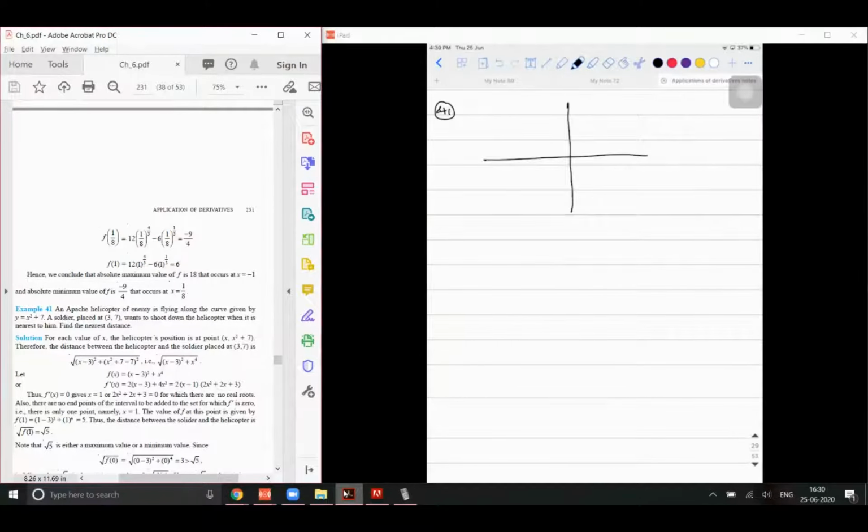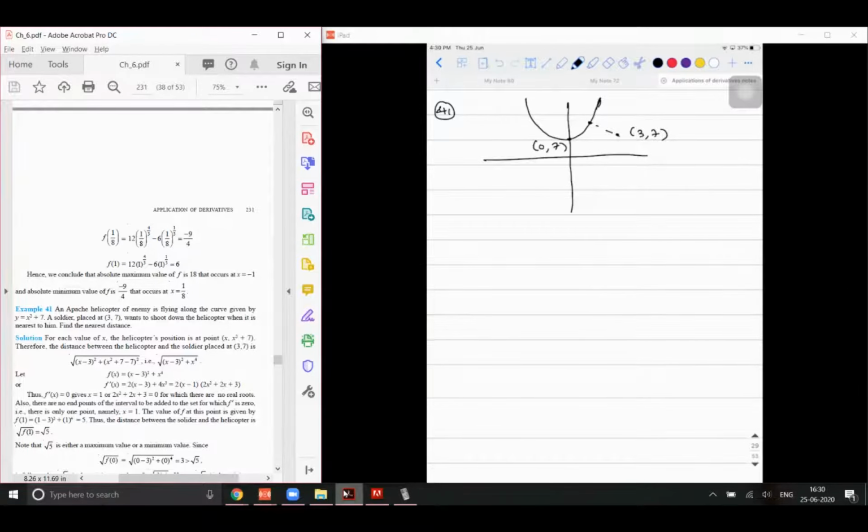7 units in the upward direction. So the vertex will be 0, 7. 3, 7 is a point in the first quadrant. So this is where the soldier is standing. The helicopter is moving in this particular path. The soldier is trying to shoot the helicopter when the distance is the least.